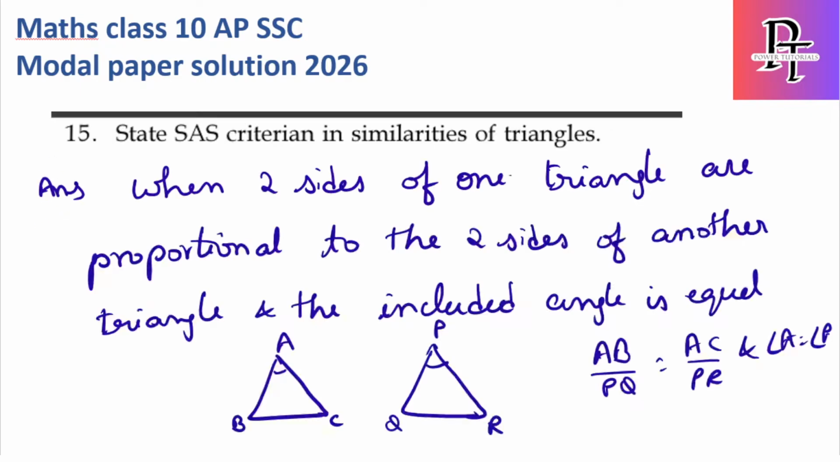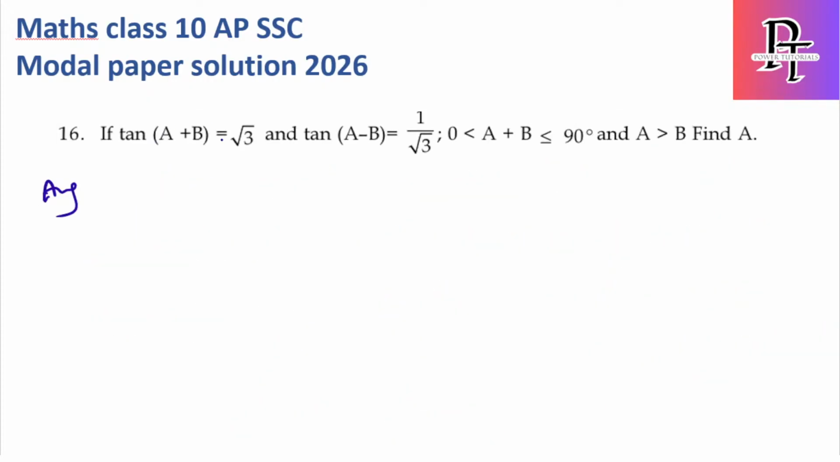You can say this belongs to difficult question, or I can say moderate question. If tan of A plus B is root 3, which angle of tan is root 3? 60 degrees. Which angle of tan is 1 by root 3? 30 degrees. We have clearly mentioned the sum of A plus B should be less than or equal to 90 degrees, so we should not consider greater than 90 degrees.